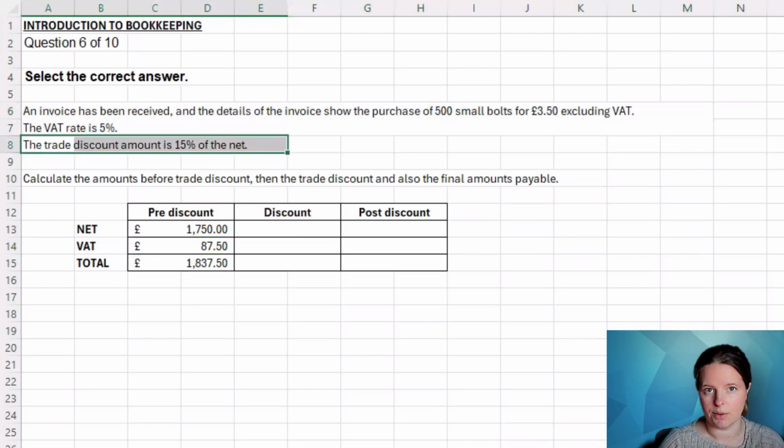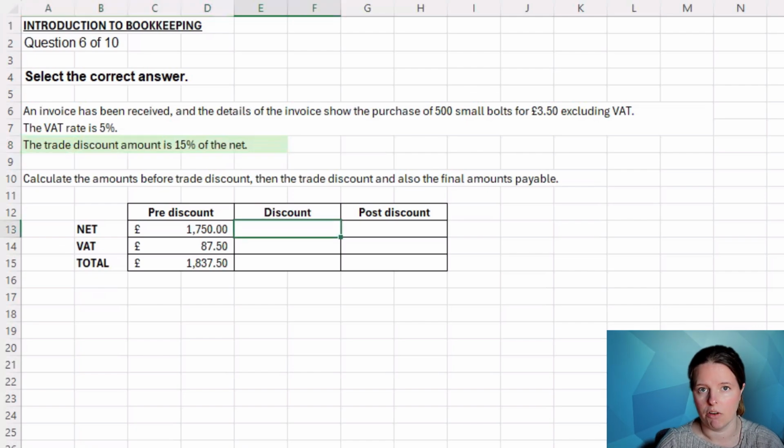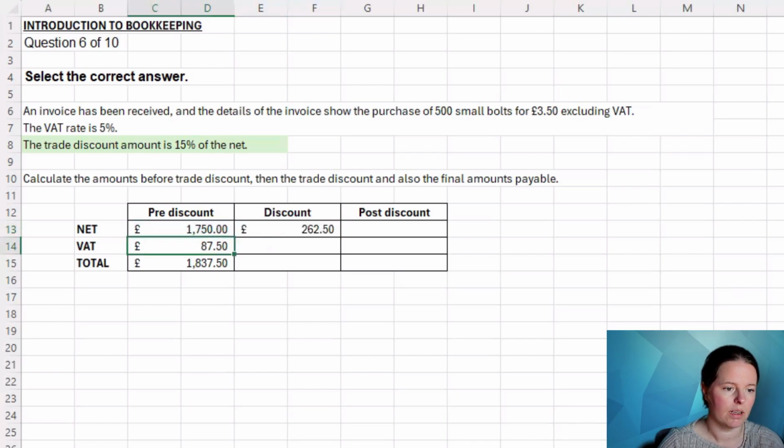Now the trade discount amount is 15% of the net value of the invoice. And it's really key that you pay attention to that, because in the exam they could say that the discount is 15% of the gross amount. It might not be 15%, it could be a different rate, but we need to make sure that we're calculating it off the net. So we're going to take the 1,750 times by 0.15. That's going to give us £262.50.